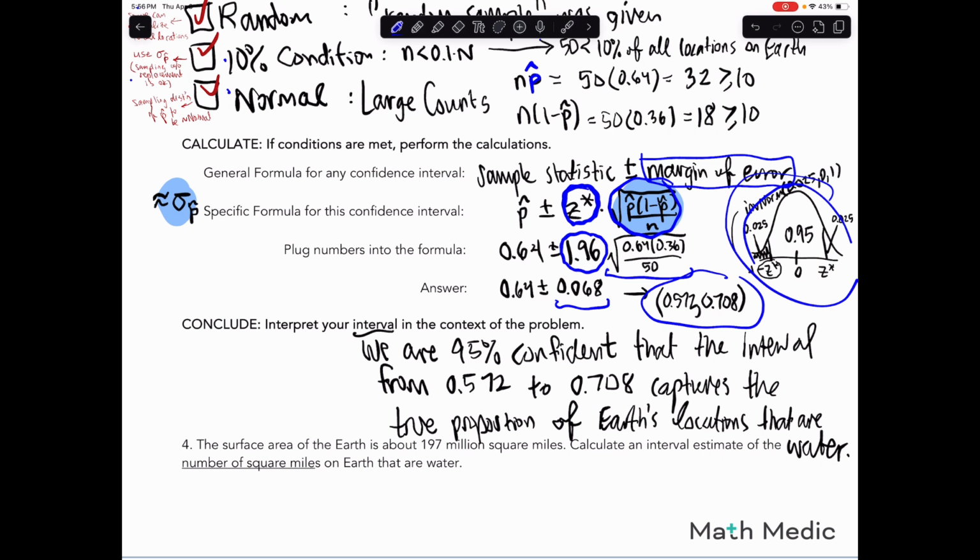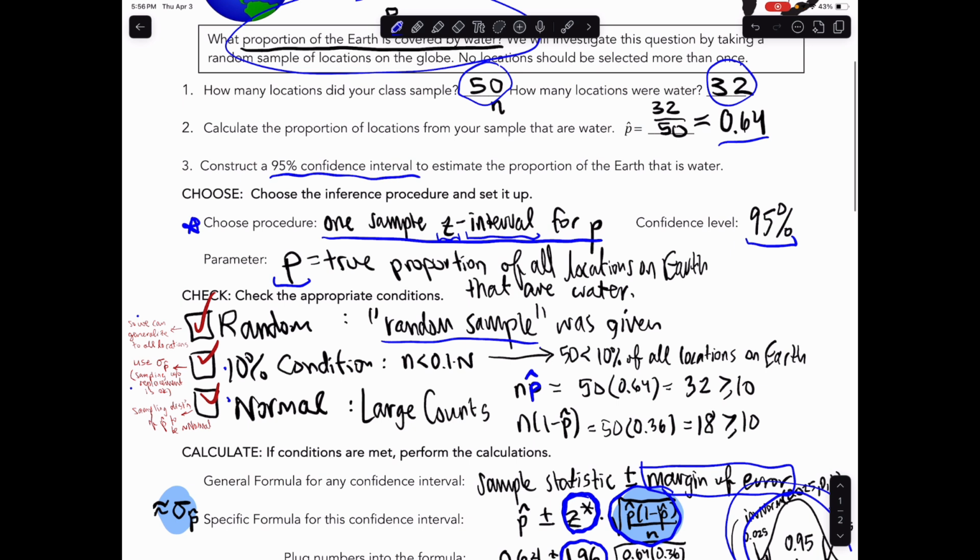I mean, we got a pretty good interval of what percent of Earth is water, our best guess based on this sample. But if we did it again, maybe only 33 or maybe 30 or maybe 27 of our catches were on water, and it would be different, right? But if we did many, many of those, 95% of them would be successful in capturing the true proportion.